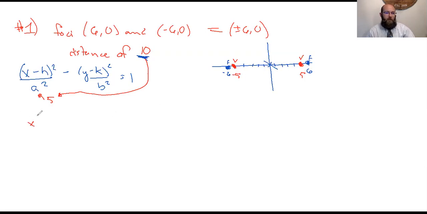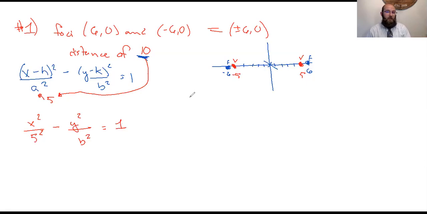So I'm going to simplify what I have a little bit. I have an x squared over 5 squared. Again, that 5 is coming from our distance, minus y squared. Again, h or k is 0 because I'm at the origin. I don't know what b squared is yet, and equals 1. Now I'm going to have to use the foci again to figure out what my b squared number is.